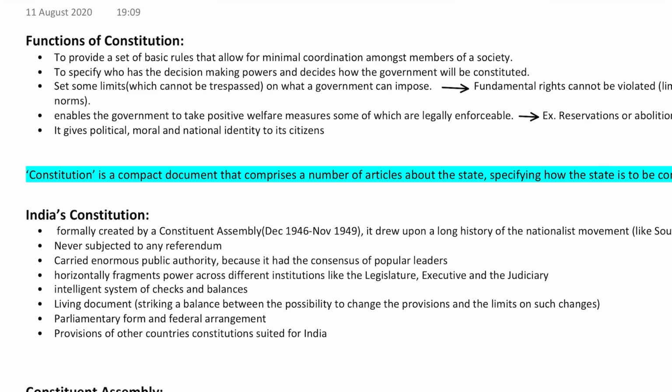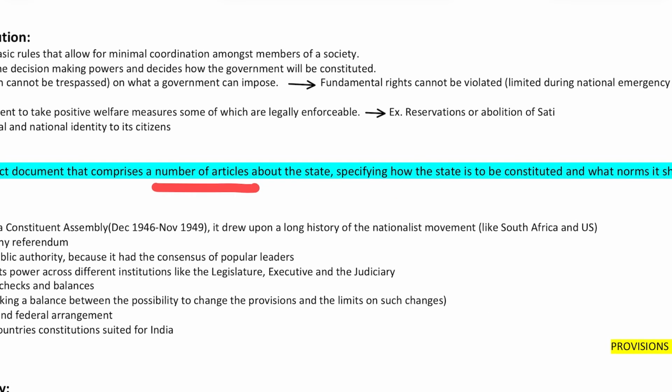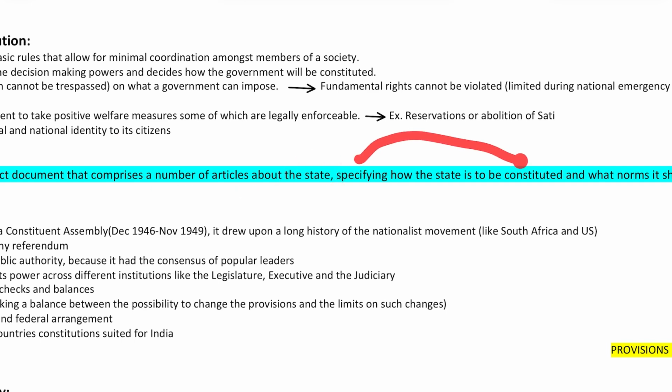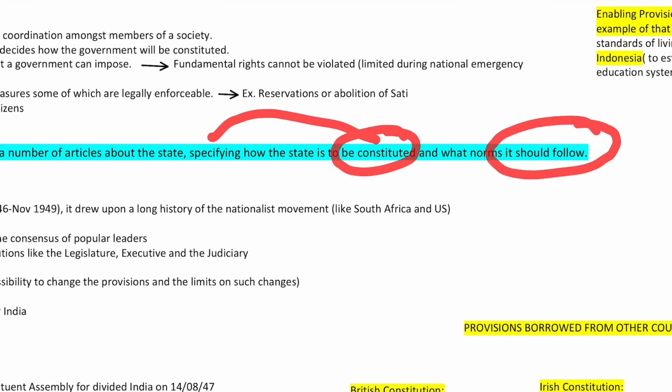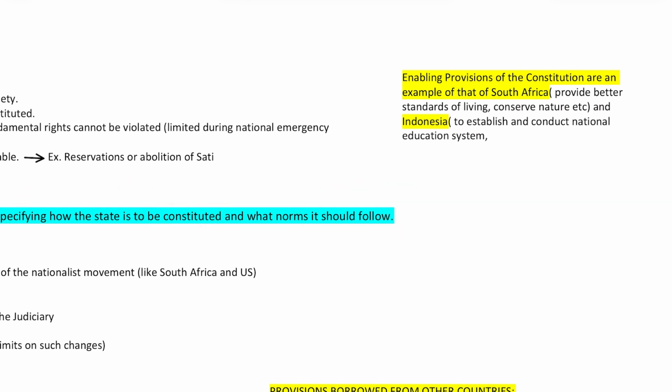So, a constitution is a compact document that comprises a number of articles about the state, specifying how the state is to be constituted and what norms it should follow. The enabling provisions of the constitution are an example of that, from South Africa. These provisions are basically a derivative of those followed in South Africa, where you have to provide better standards of living, conserve nature, etc., and Indonesia as well, in order to establish and conduct a national education system.